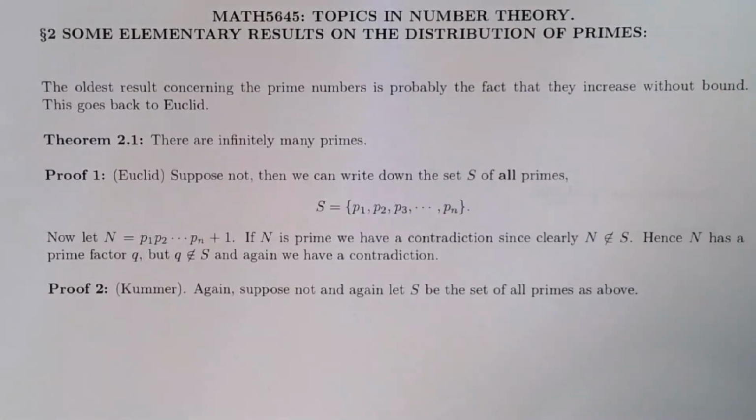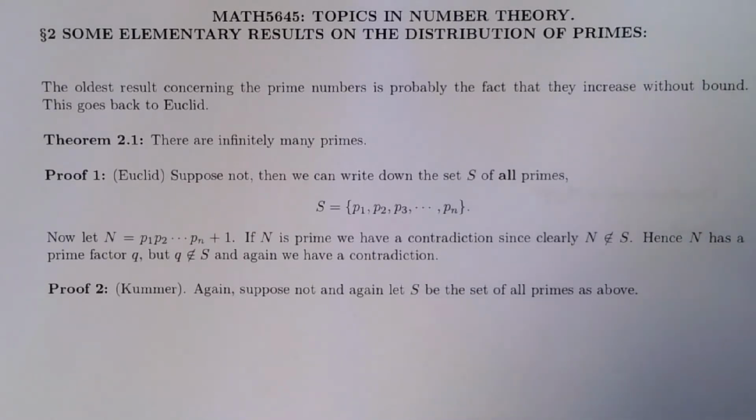So the oldest result concerning prime numbers is probably the fact that they increase without bound, that is, that there are infinitely many primes. And this result goes back to Euclid, and it's probably a proof that you've seen before, but it's worthwhile going through it again. And I'm going to, in fact, do 3 proofs: one by Euclid, another one by Kummer, and then I'm going to give a constructive proof that there are infinitely many primes, and we'll see further proofs later on confirming this well-known fact.